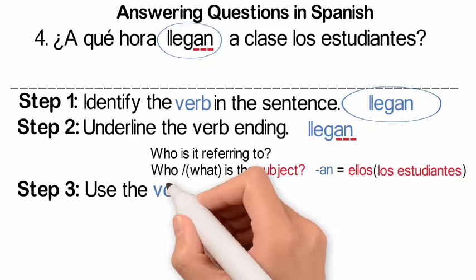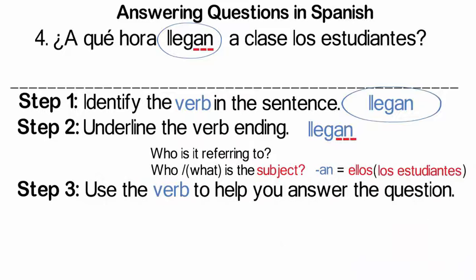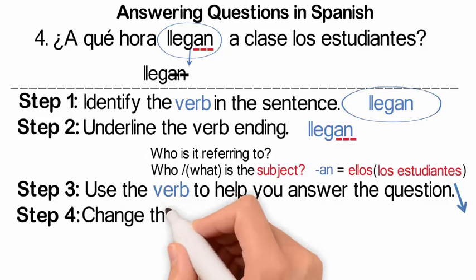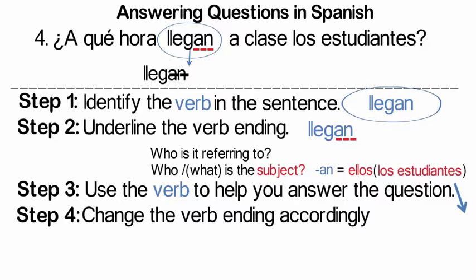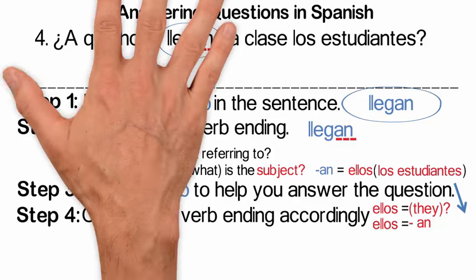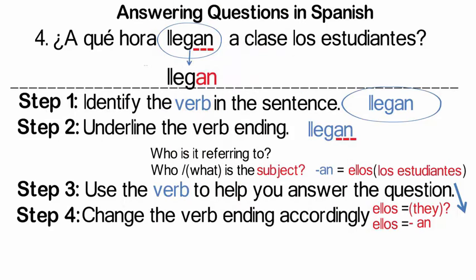In step 3, you can use the verb in the question to help you answer the question. Bring down or rewrite the verb from the question, llegan. In step 4, change the verb ending accordingly. Here, the question is asking about the students. With the verb ending an, the answer will also have the an verb ending as well, as you'll be answering with they, the students, llegan.